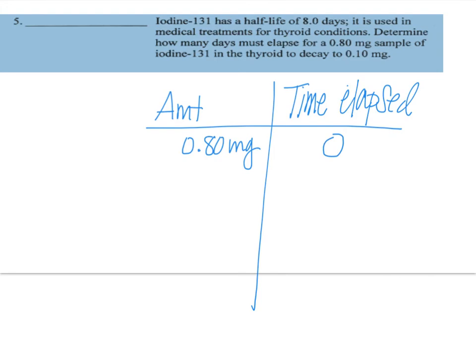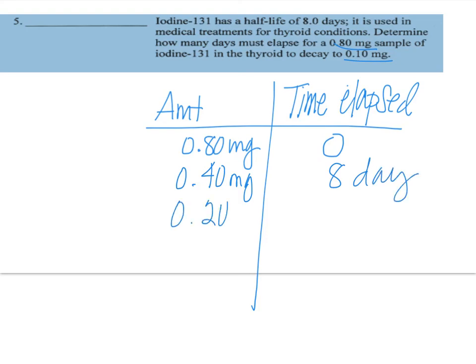Same thing, this time we have a half-life of 8 days, and we want to determine how many days will elapse for our sample to go from 0.80 milligrams to 0.1 milligrams. So this time we're going to work in the opposite direction. We're going to decay it to 0.1 and see how many days that takes. So after one half-life, we would go to 0.4 milligrams, and of course that would be 8 days that passed. We decay it another half-life, and we'd go to 0.2 milligrams, and of course that would be 16 days.